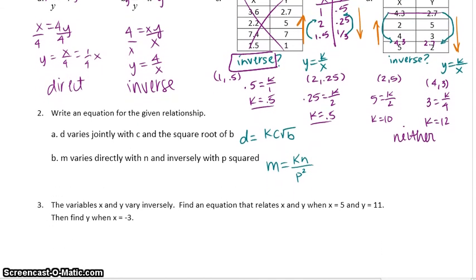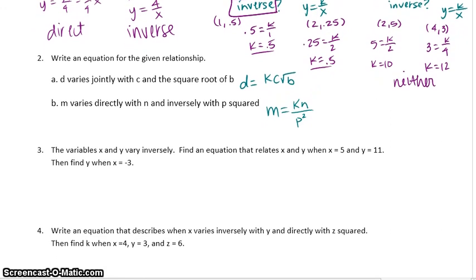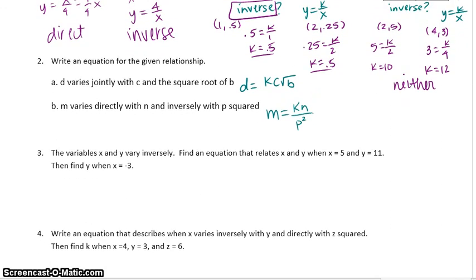Okay, so now looking at number 3, the variables x and y vary inversely. So inversely, that should give you a hint that we're going to be using the equation y equals k over x. So it says find an equation that relates x and y when x is 5 and y equals 11. So we have to plug in these 2 points in our inversely related equation. So that means we're going to have 11 equals k over 5. Multiply both sides by 5, so you get k equals 55. So that means our actual equation is going to be y equals 55 all over x.